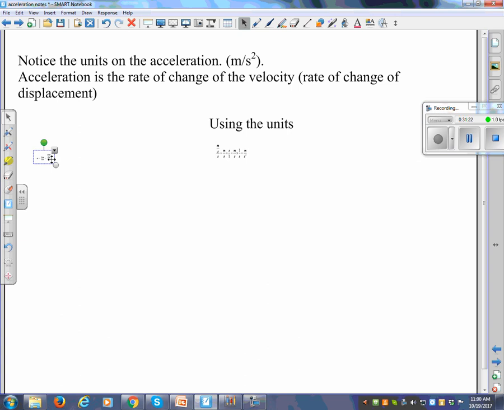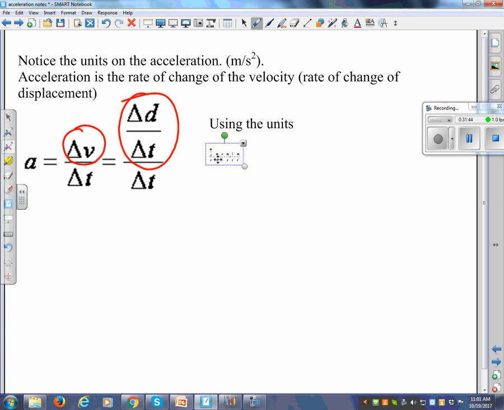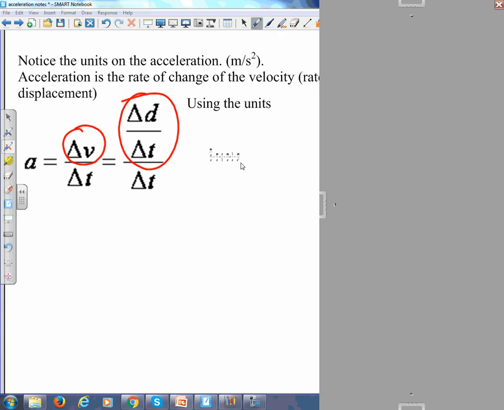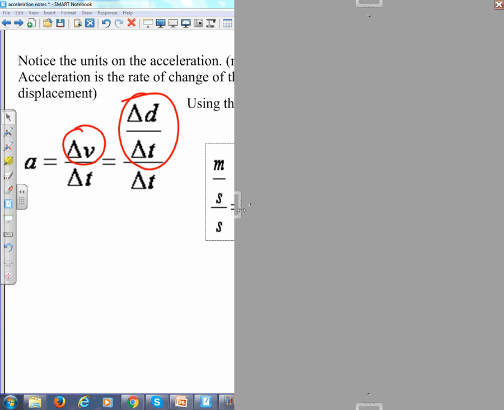In other words, a is delta v over delta t, right? But this delta v, circled in red, is made up of d over t, right? So it's delta d over delta t, over delta t. There's two instances of the delta t. If I were to do it in units, don't freak out here. I get kids that freak out. Don't freak out on me. Okay, so using units, let me see if I can line this all up here.